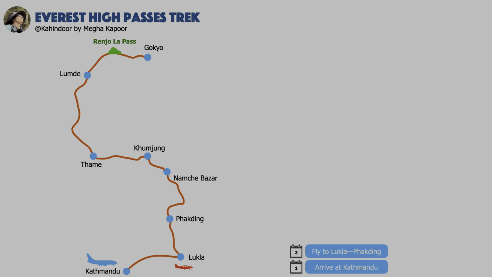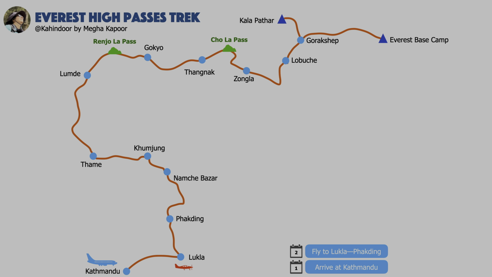Now let's understand the itinerary for the Everest High Passes Trek. Initial few days till Namche Bazaar remain the same as Everest Base Camp Trek, and after Namche Bazaar the entire route changes, and by the time you would reach Lobuche you would have crossed 2 passes, Renjo La Pass and Cho La Pass. From Lobuche you will go to Gorakshep, then to EBC, next day to Kala Pathar, and on return you will climb the 3rd pass, which is Kongma La Pass. Let's understand this step by step.